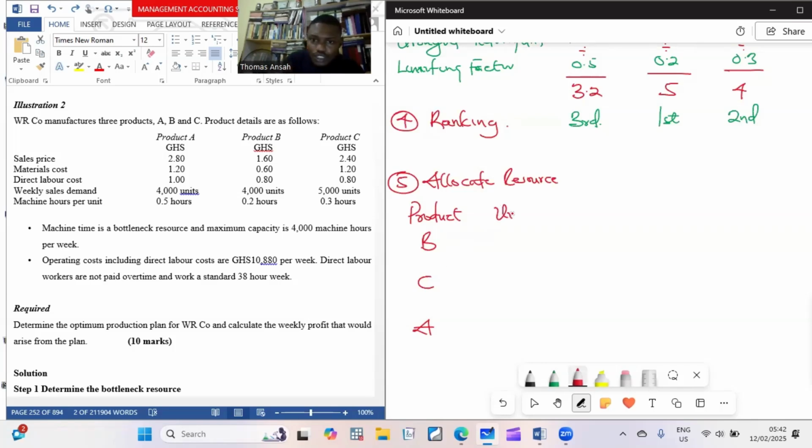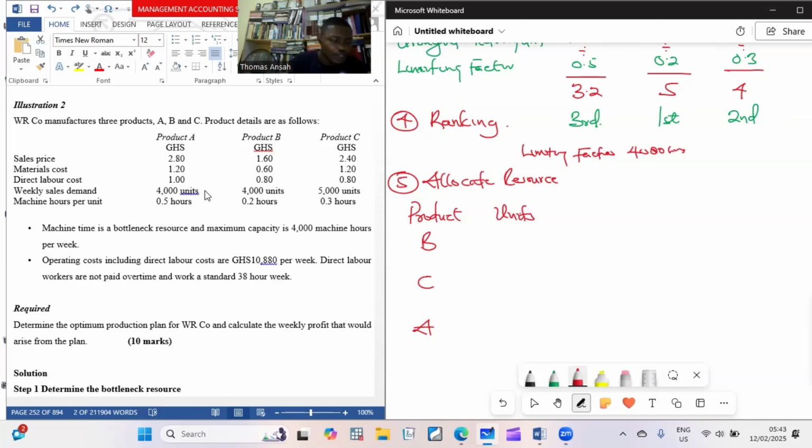So in terms of the units, how many units can I produce? If I produce 4,000 units, I will need 0.2 hours per unit. Remember, my limiting factor in terms of hours is 4,000 hours. Is that not it? Good. So how many hours will I need to produce all the 4,000?